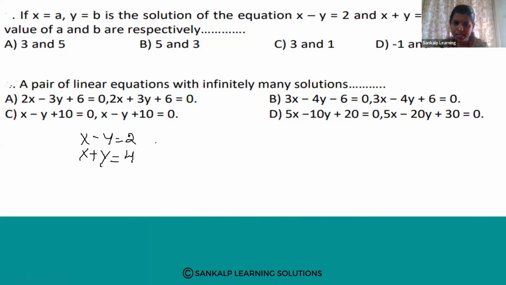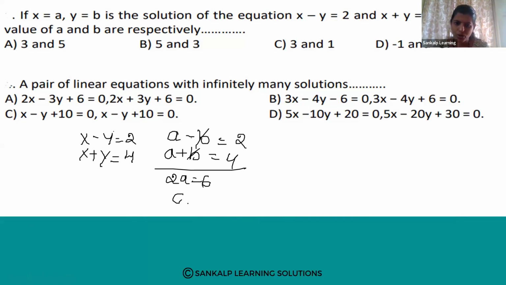The same question, but here they have given x is equal to A and y is equal to B. If we replace x with A and y with B, we get A minus B is equal to 2 and A plus B is equal to 4. Here also B and B will get cancelled. A plus A is 2A is equal to 6. A is equal to 6 divided by 2. That means the value of A is 3 here.